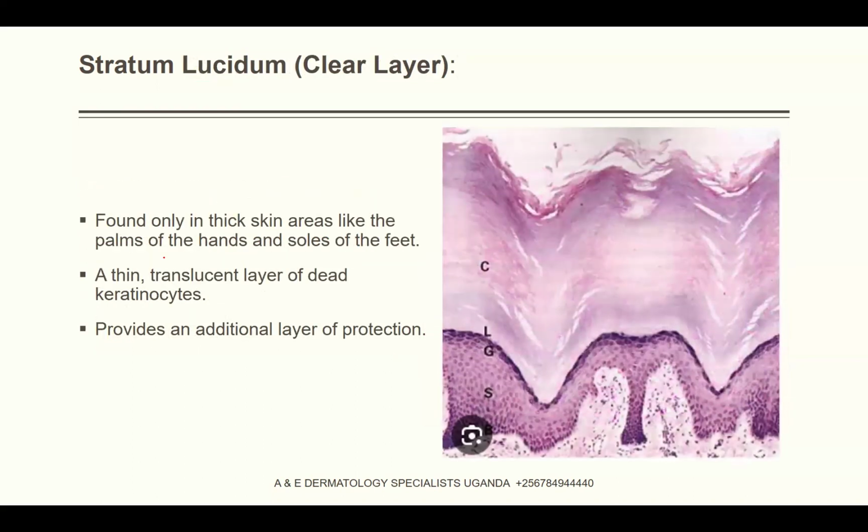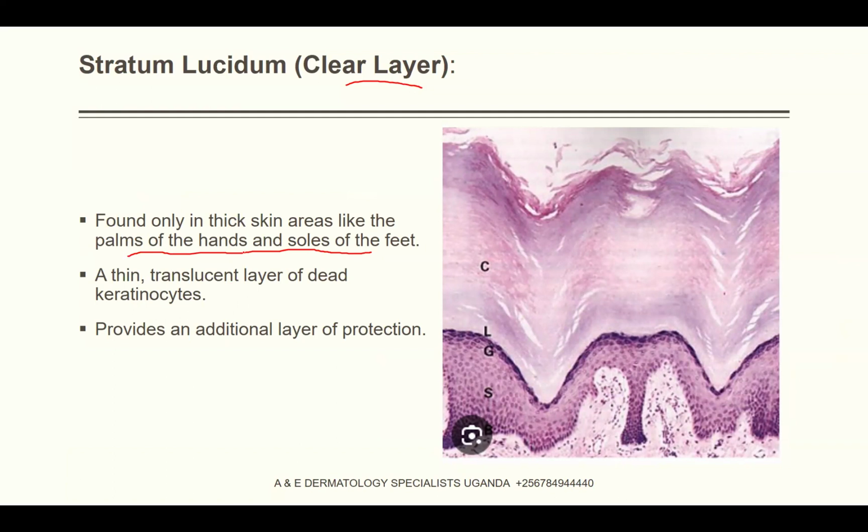The subsequent layer, we call it the stratum lucidum. Lucidum just means clear, and this layer usually is only found in special areas of your body. It is only found in the palms and soles. Because of the nature of the skin and the work that these skin surfaces do, because they're in contact with the environment, they're the ones we use for manipulation, so they tend to be thicker than the rest of the skin.